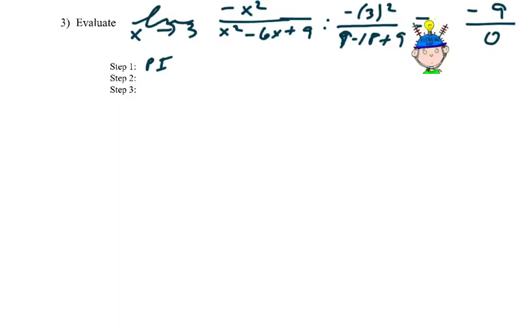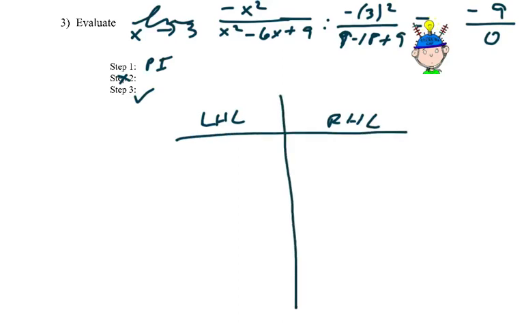Okay, because again, you're just squaring the x value first and then you're negating the result. So again, step 2 not needed. That's only if you get 0 over 0. Step 3 I'm going to have to do. So let's split up our limit. Left hand and right hand. So I'm approaching 3. So that means my left hand limit just to the left of 3 is 2. And just to the right of 3 is 4.